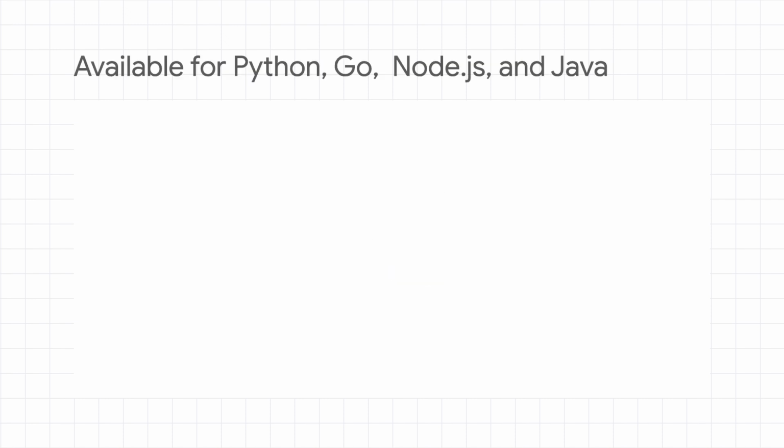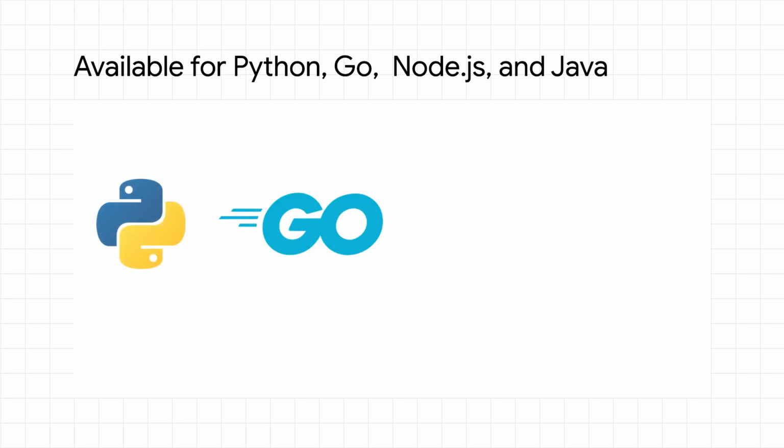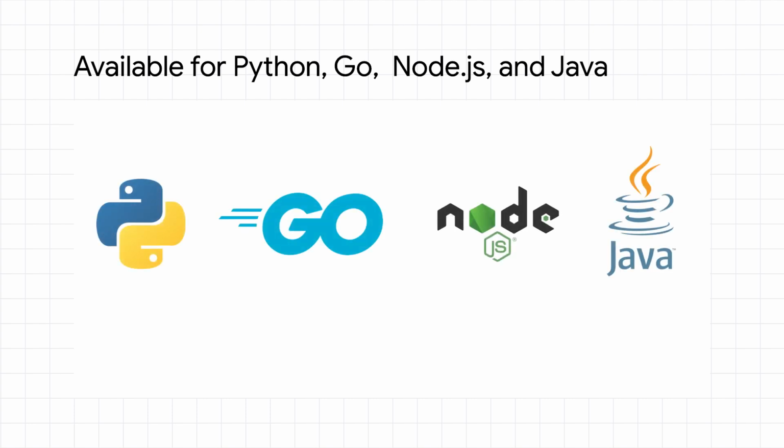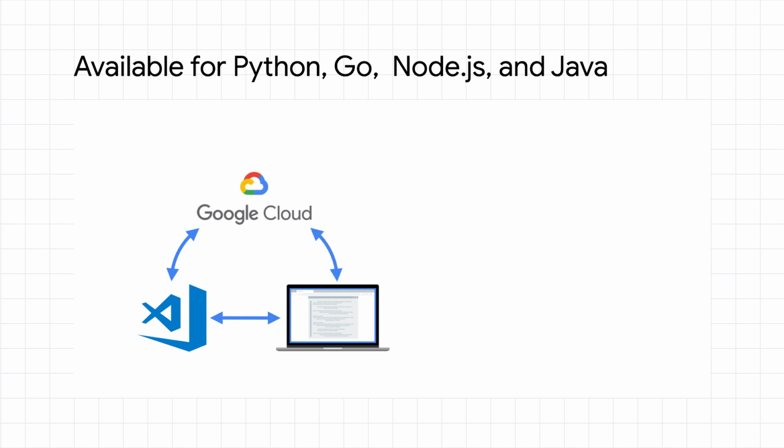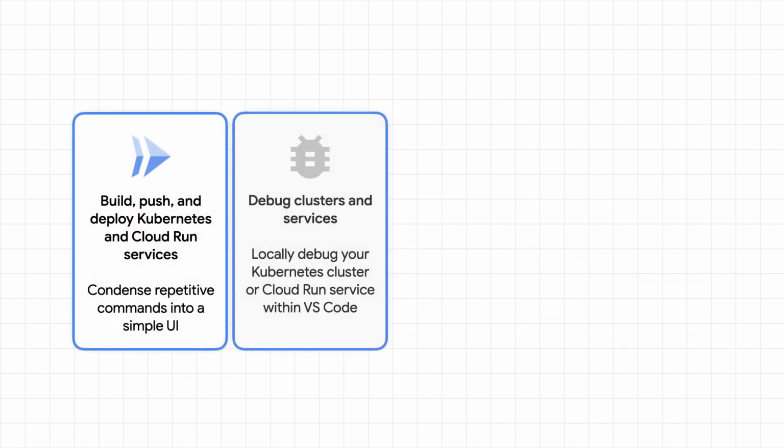Cloud Code speeds up your development by streamlining common workflows for Python, Go, Node.js, and Java applications, merging non-trivial tasks into a simple user interface right in your IDE. This means no more switching between your command line, Cloud Console, and code editor. Tasks like going through the loop of building, pushing, deploying, and debugging your application can be both burdensome and error-prone. Cloud Code handles that for you.